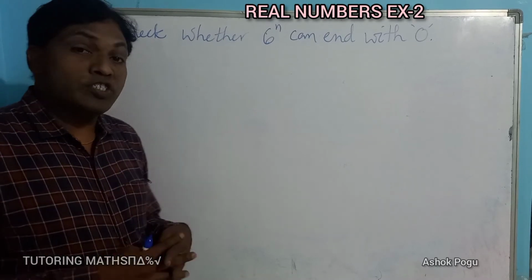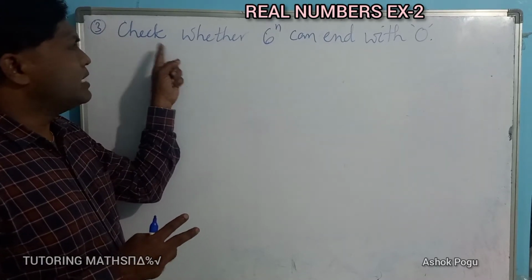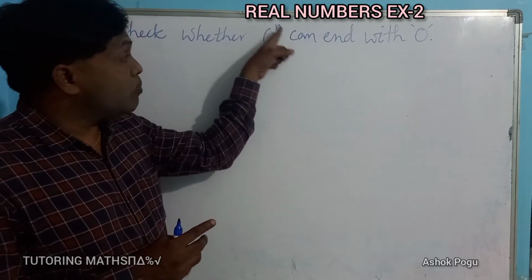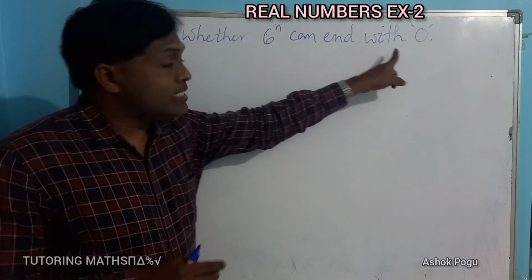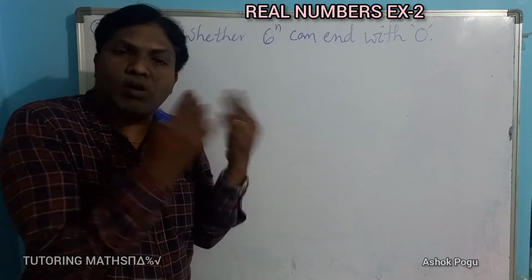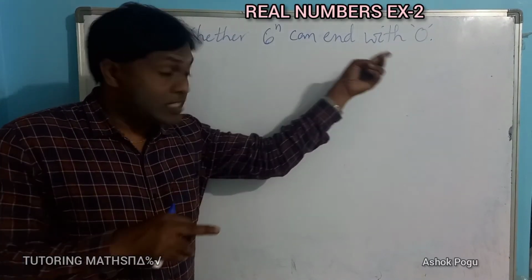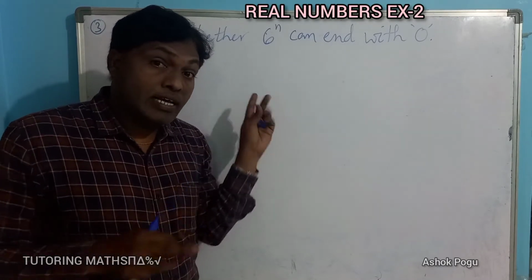Now let's see question number 3. Check whether 6 to the power of n can end with 0. It means 6 to the power of anything. Does the result give 0? Does it give 0 in the number?